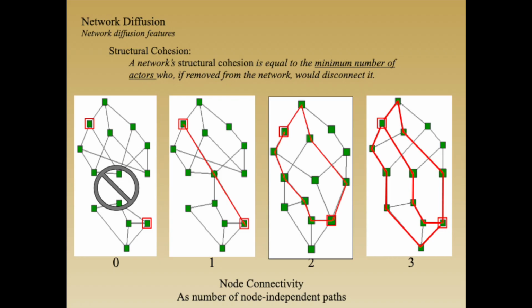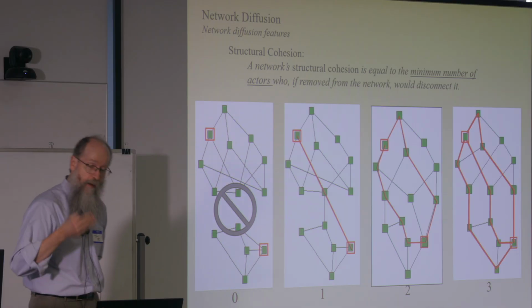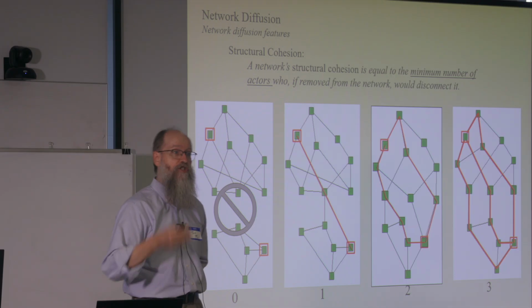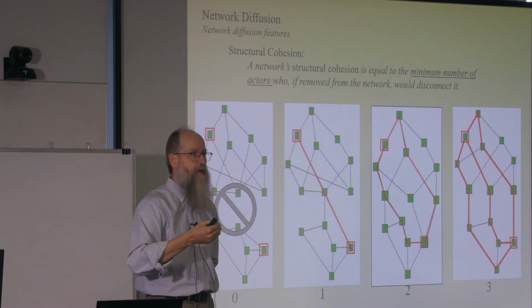And what does this look like? This is the structural cohesion idea, or node connectivity: the more paths you have that are unblockable by someone else, the greater the likelihood that a probabilistic flow through a network will have a chance to move through without hitting a bottleneck.